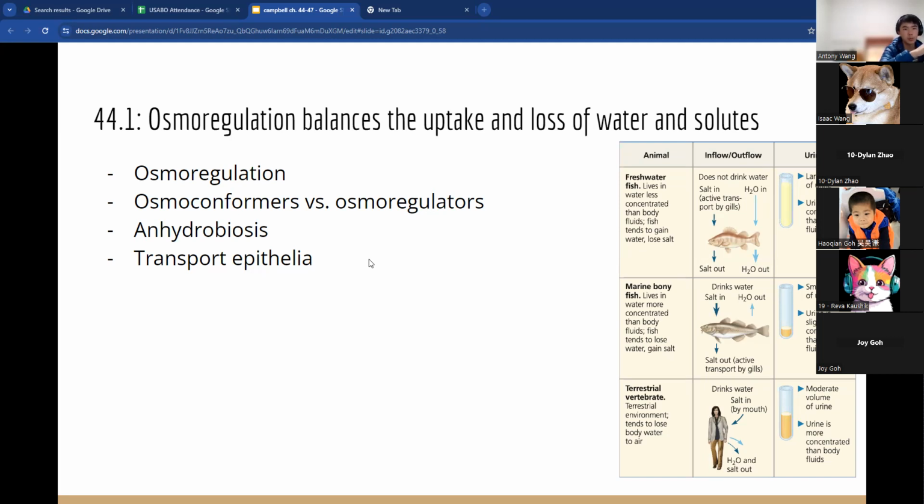Simple or stratified cuboidal. So that means that the cells are cube-ish in shape, and they're either a single layer of cells or usually two layers of cuboidal cells, right? And this is how you put solutes or things you want to get rid of into the filtrate. The filtrate is another term for the urine. Okay.